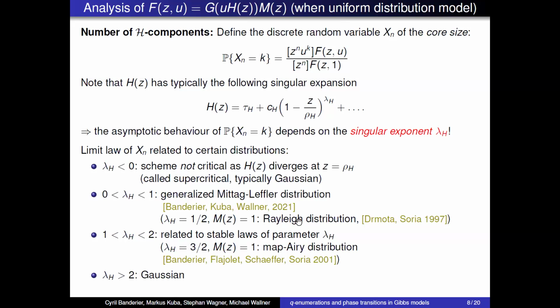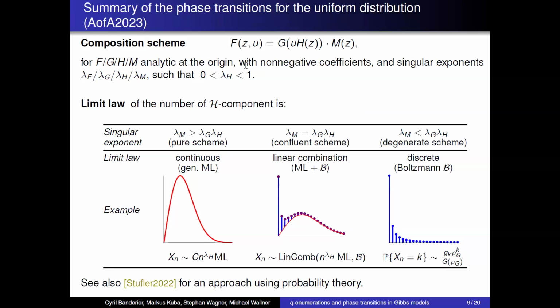So the interesting cases which were partially open were there. And this is what we filled in the last AofA, where we proved that when you are in such cases, it is splitting into 3 cases, depending on the relationships between the critical exponents, the Puiseux exponents of the different functions. If you are in this case, you get a generalized Mittag-Leffler distribution. In this case, you get a linear sum of a continuous distribution, the Mittag-Leffler distribution, and the discrete distribution, the Boltzmann distribution, and in this case, Boltzmann distribution. Okay.